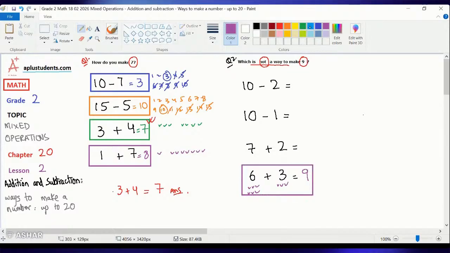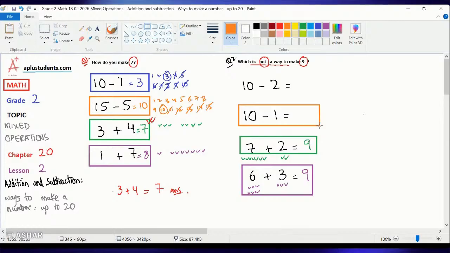7 plus 2. If we need to find 7 plus 2, that means if we have 7, 1, 2, 3, 4, 5, 6, 7, and we have 2 more, 8 and 9. It's still a 9, okay? For the next option, it says a negative sign, 10 minus 1. Can we write the numbers till 10? 1, 2, 3, 4, 5, 6, 7, 8, 9, 10. If we subtract 1, we are still left with a 9.